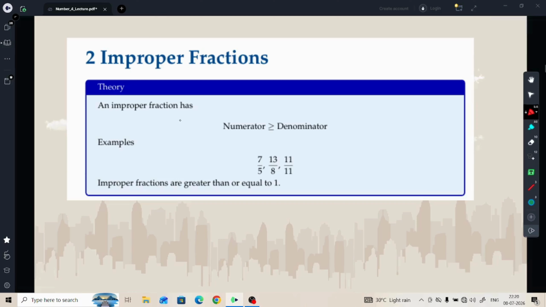Then let's discuss what is an improper fraction. So improper fraction is a kind of fraction in which the numerator is greater than or equal to the denominator.